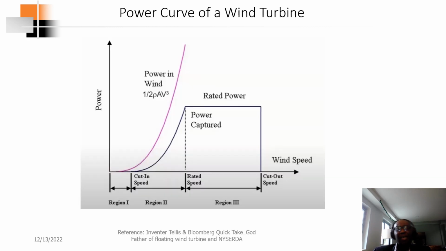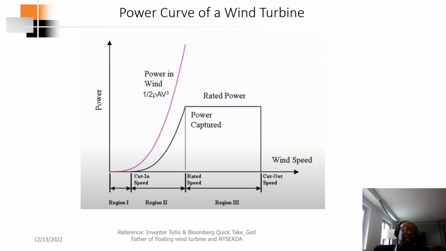Now let's talk about the power curve for a wind turbine. The power for a wind turbine is based on the density of the wind, the swept area of the wind turbine blades, and the velocity of the wind speed. That is the power that is generated.